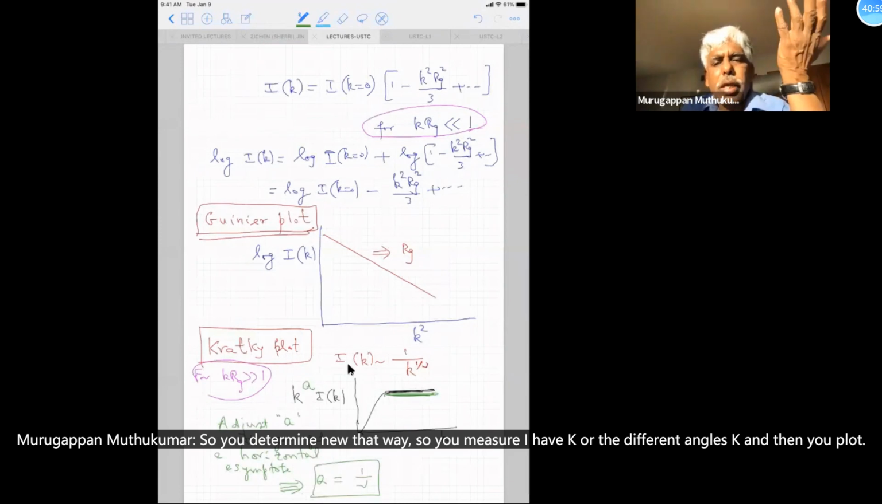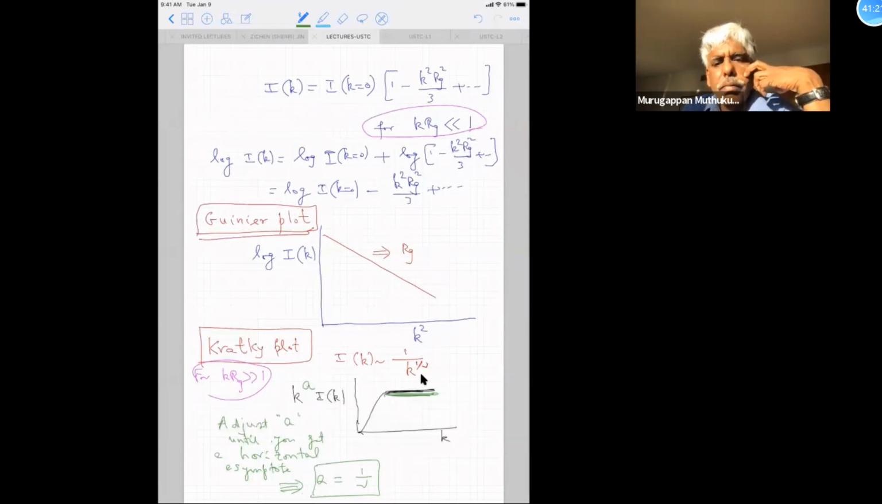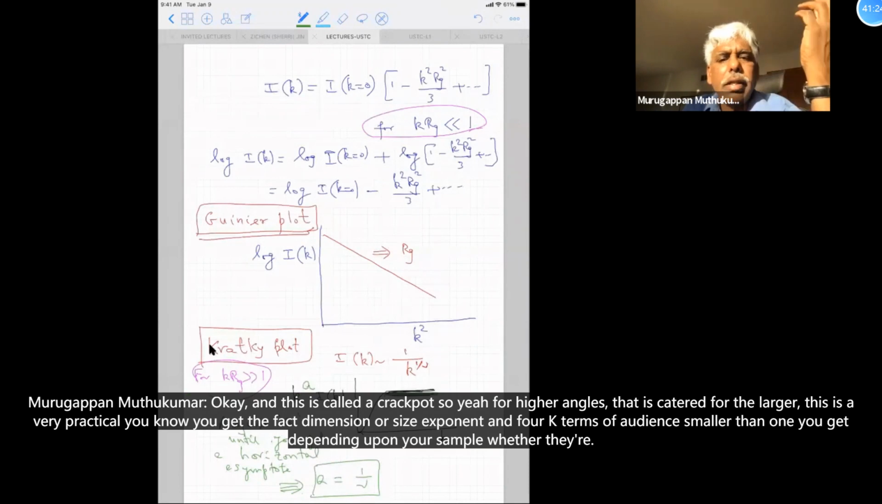So you measure I of K at different angles K, and then you plot K to the power A, some number which you do not know yet. Just adjust that, multiply that with I of K and plot against K. You keep on adjusting A until you get a horizontal line. If you do that, then that means this A must be 1 over nu. This is called a Kratky plot. So for higher angles, that is K times RG larger, this is the way with the Kratky plot you get the fractal dimension or size exponent.